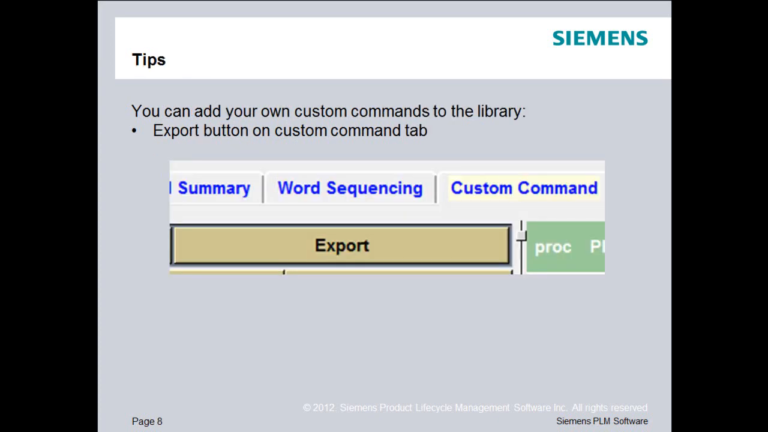You can add your own custom commands to the library simply by choosing Program and Toolpath, choosing the Custom Command subtab, and then using the Export button on the Custom Command subtab.